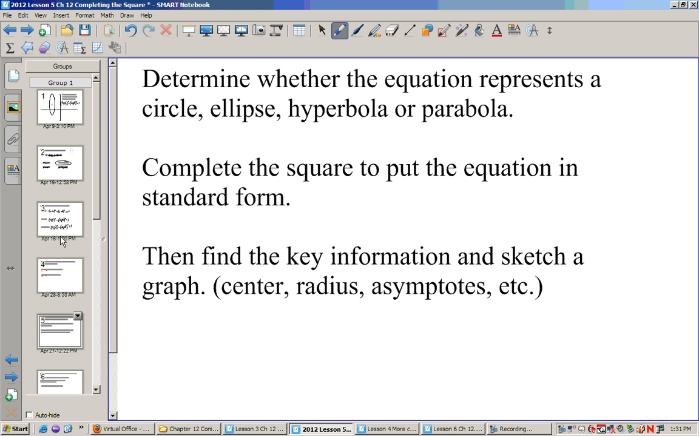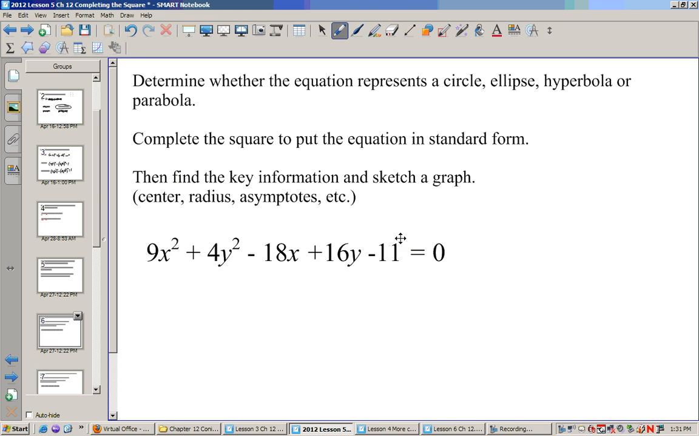So our goal for these next problems is to determine whether the equation represents a circle, ellipse, hyperbola, or parabola, then complete the square to put the equation in standard form, and then find the key information and sketch the graph. Alright, here we go. These have unequal coefficients, but the same sign, so we know, first off, it's an ellipse.